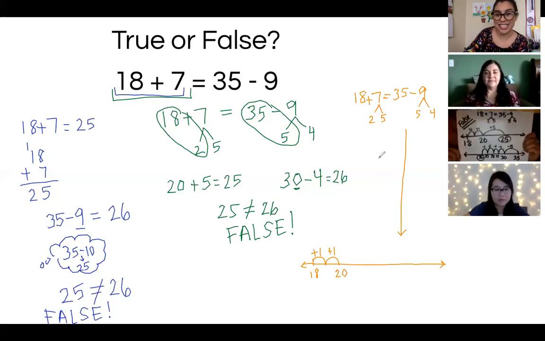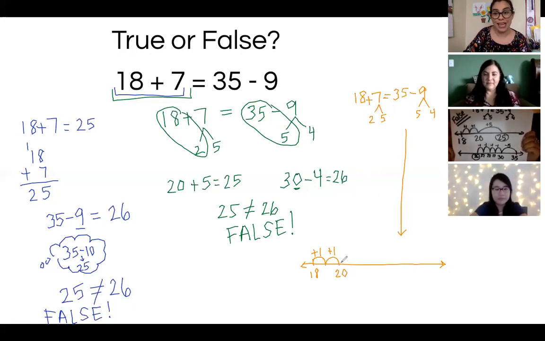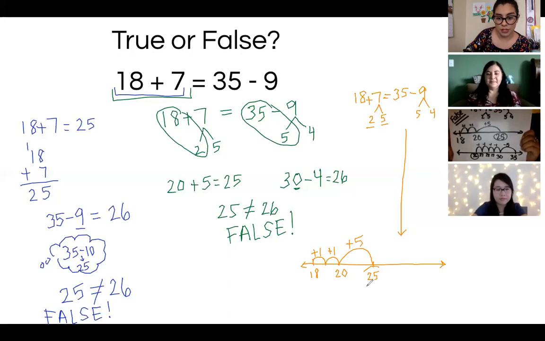All right. So Ms. Rosales had the same strategy as Ms. Hernandez. She decomposed 7 into 2 and 5, but then she used the number line to show her work, right? So she went up 2 more to get this 2 out of the way. So 18, 19, 20. And then she added that last 5, jumped 5, and then she got 25. So plus 5. And that was her answer.